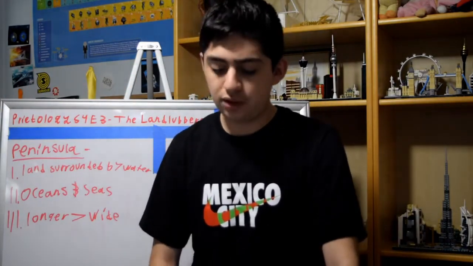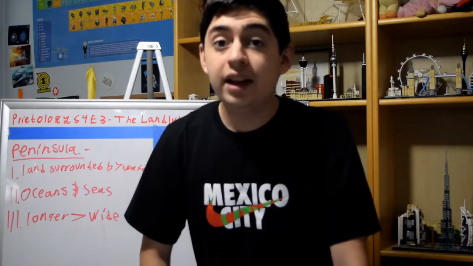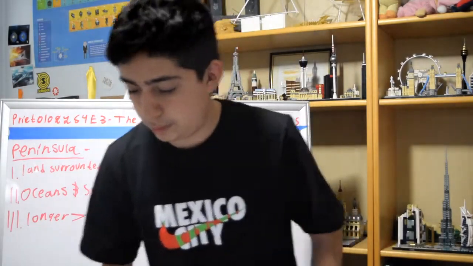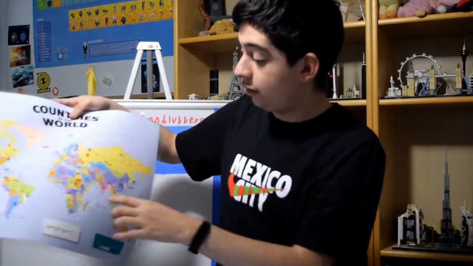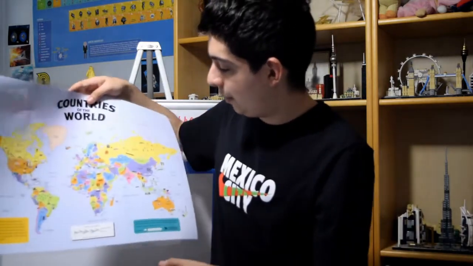Guess the world's longest peninsula. Alright, it's the Arabian Peninsula. Let's go back to our map. The Arabian Peninsula literally lives up to its name. It includes Saudi Arabia, Iraq, Yemen, Oman.